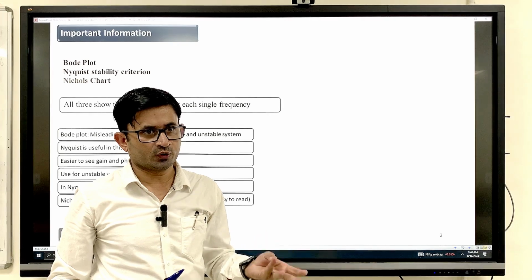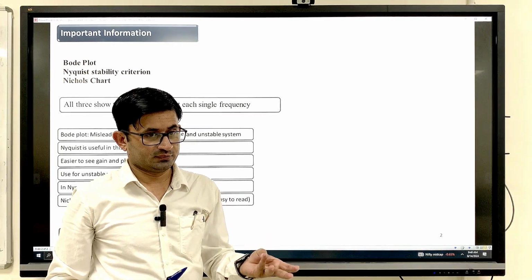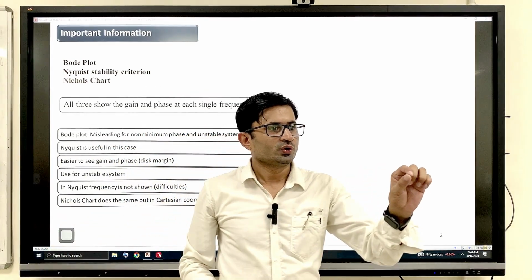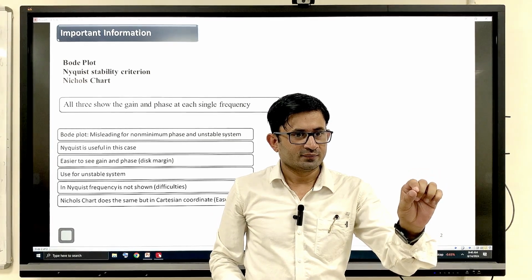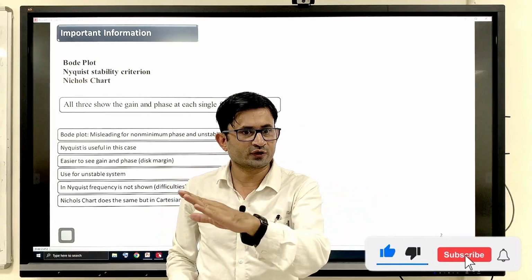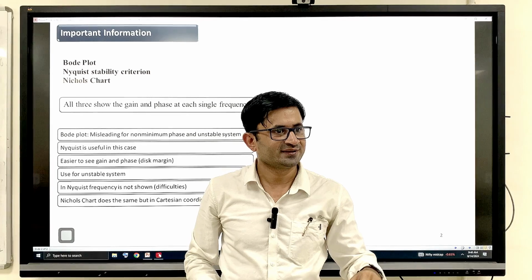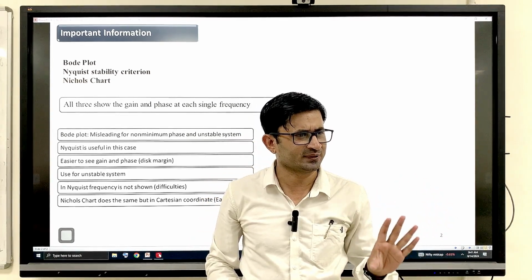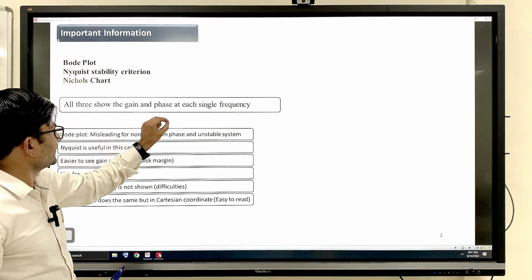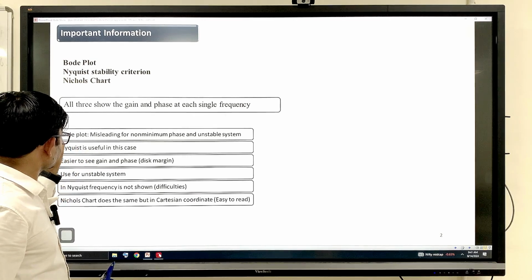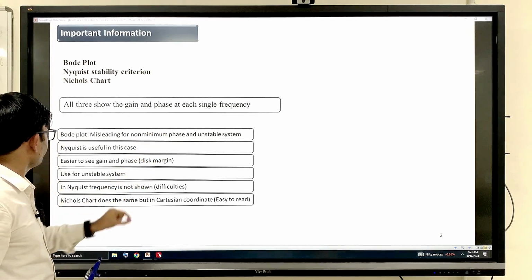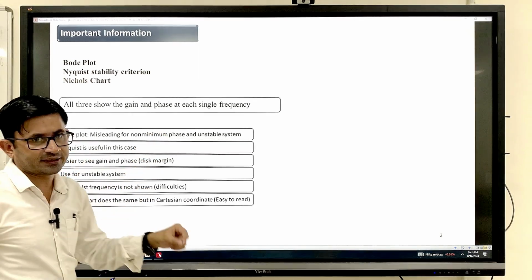See, one is Bode, another one is Nyquist, and the third one is Nichols. So what you do in the Nichols: the Bode plot is between what? Gain and phase with frequency, right? You remove the frequency and you plot gain with phase. That is Nichols in Cartesian coordinates. Very simple. But all three show the gain and phase at each single frequency. But as I said, the Bode plot is misleading for non-minimum phase and unstable systems. Nyquist is useful in this criteria.